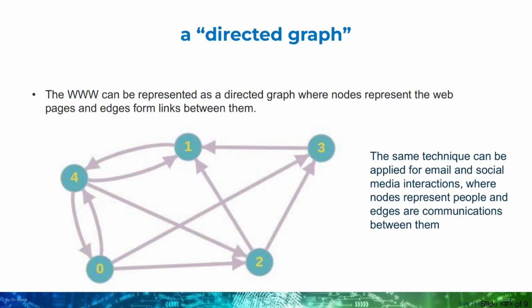This slide illustrates a directed graph. This means the relationship flows in one direction. The World Wide Web is a great example. The nodes are web pages, and the edges, the links between them, are directed. The same idea applies to email and social media interactions, where the nodes are people and the edges are the communications between them. Think of following someone on Twitter. It's a directed relationship, because I follow you, but you don't necessarily follow me back.